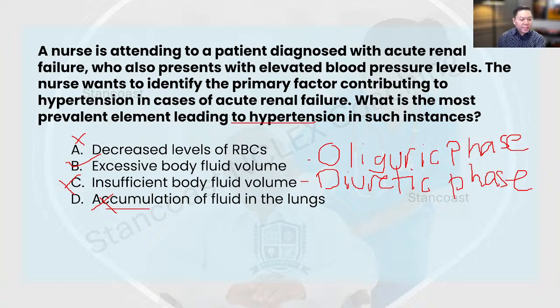Now, let's get into the next strategy here. We're going to have to eliminate those irrelevant options. For example, letter A. It doesn't really cause anemia because this is acute renal failure.